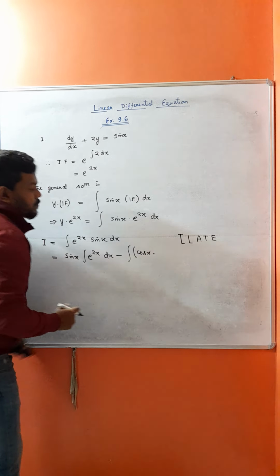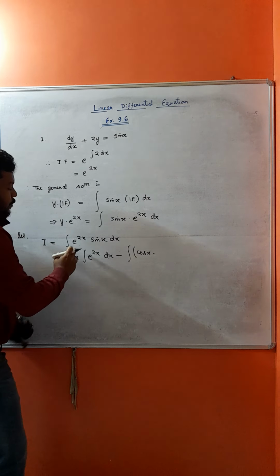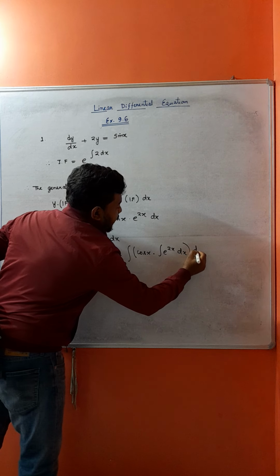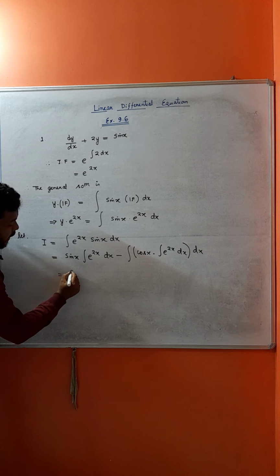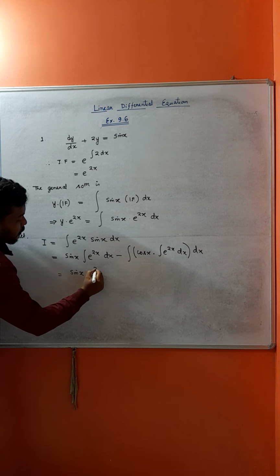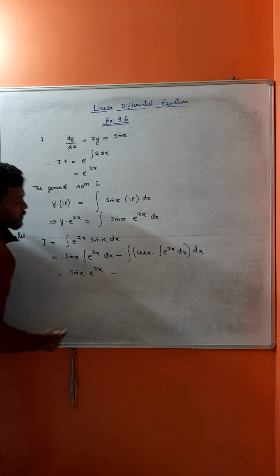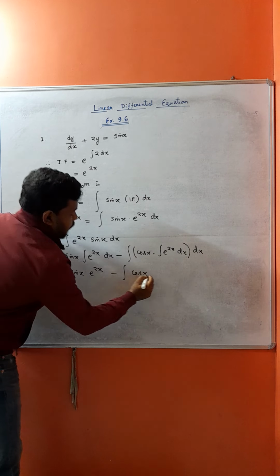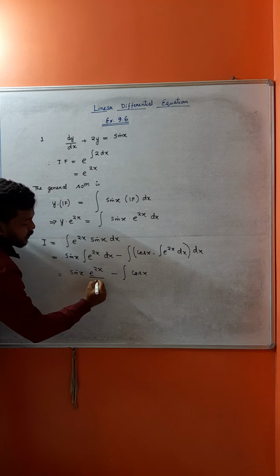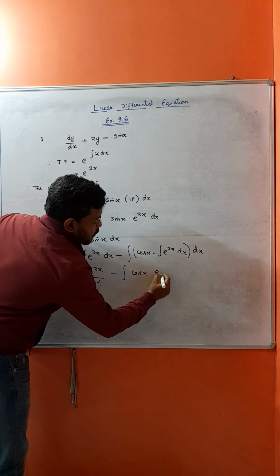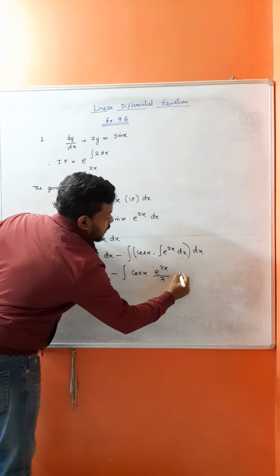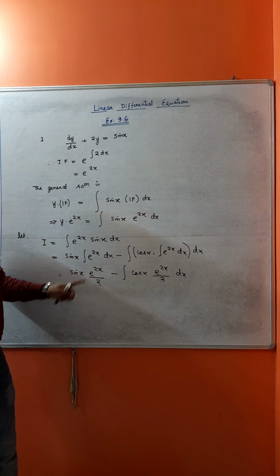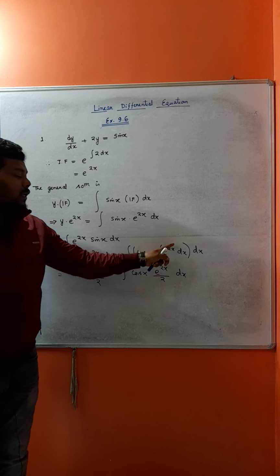Cos x into the integration of e to the power 2x, then the whole integration. We write sin x into e to the power 2x minus cos x into, for e to the power 2x, e to the power 2x by 2. Similarly for this, e to the power 2x by 2. We know that the integration of e to the power mx is e to the power mx by m. So it is e to the power 2x by 2.